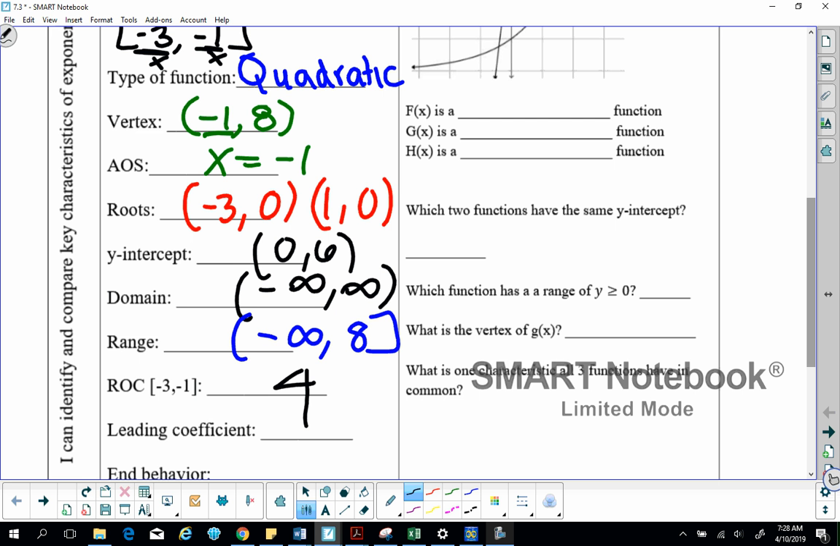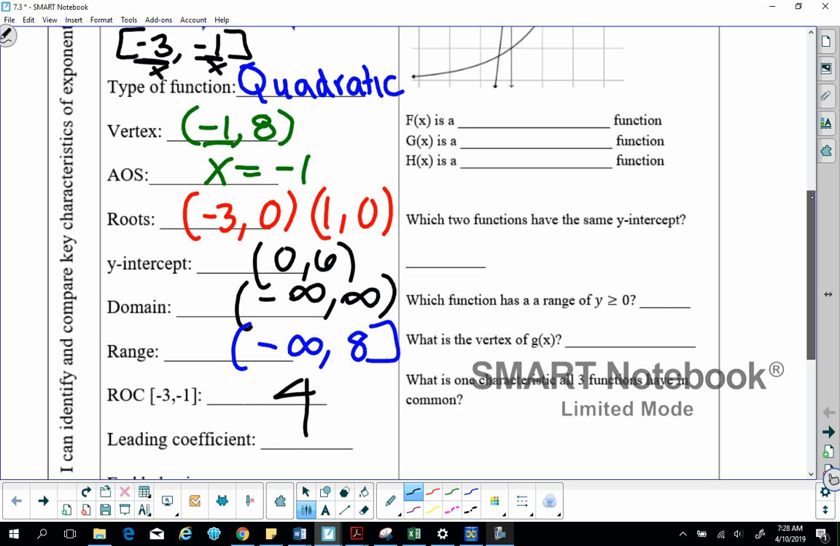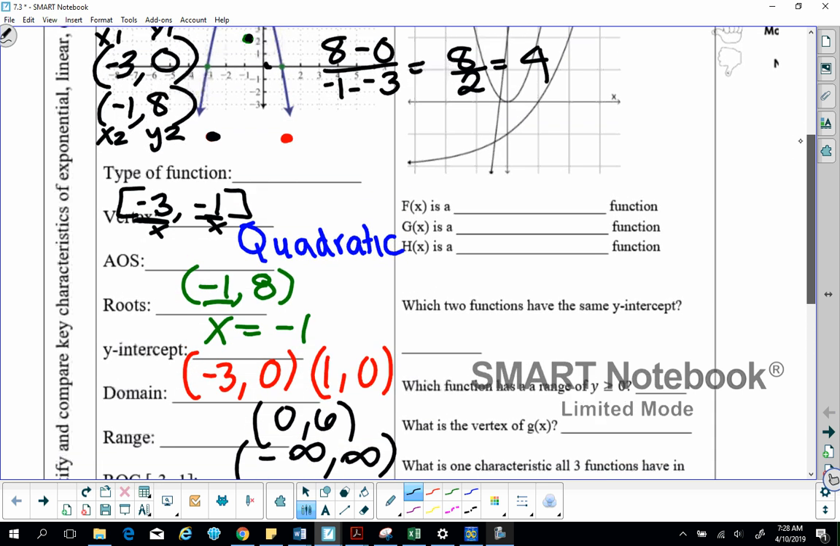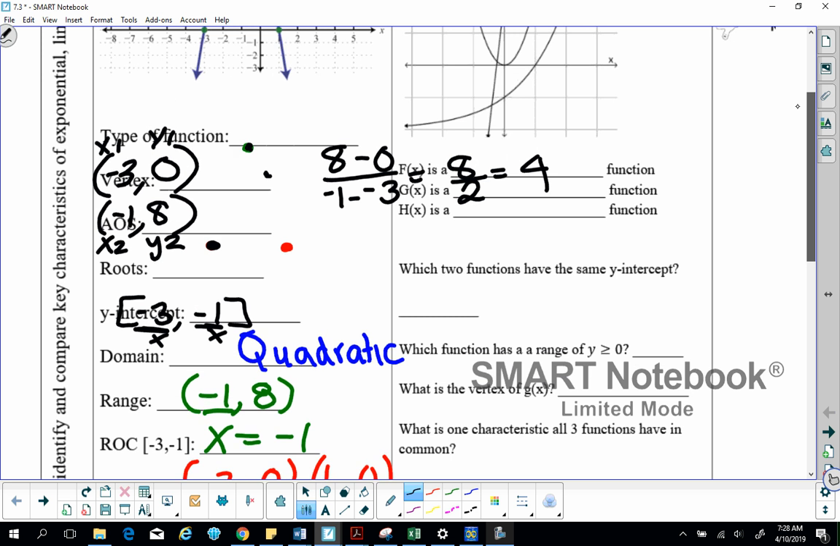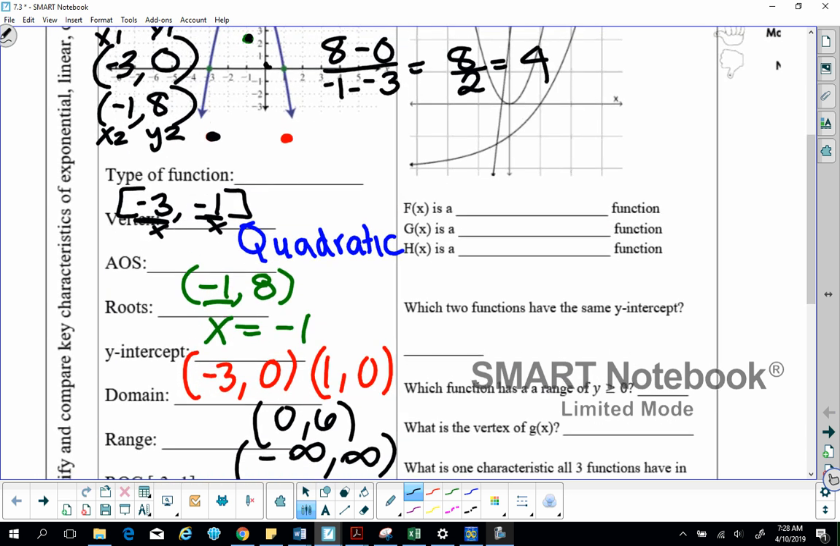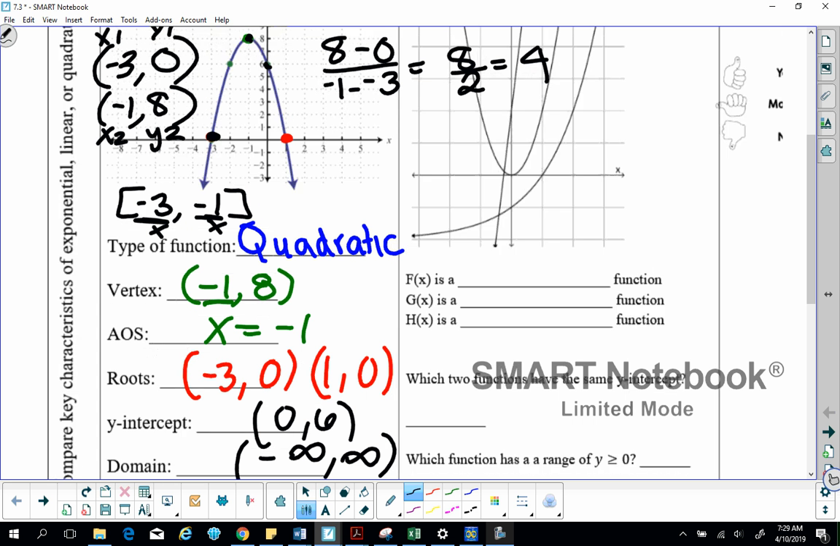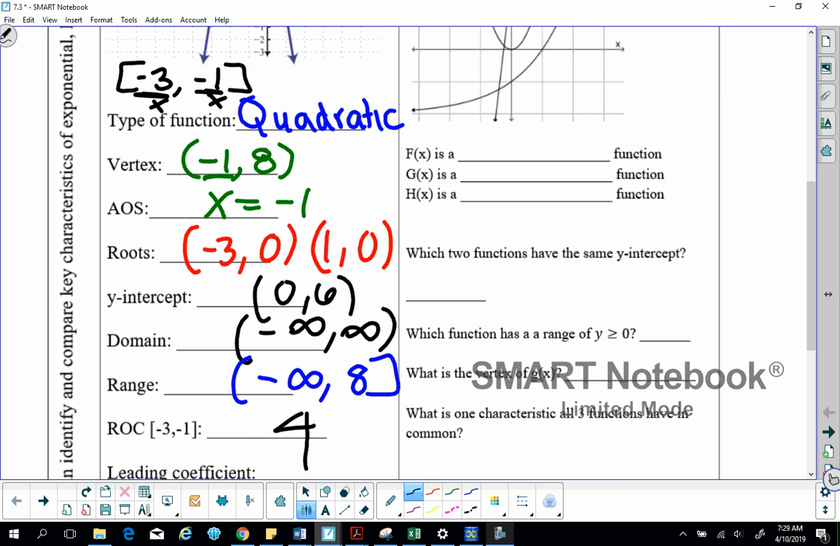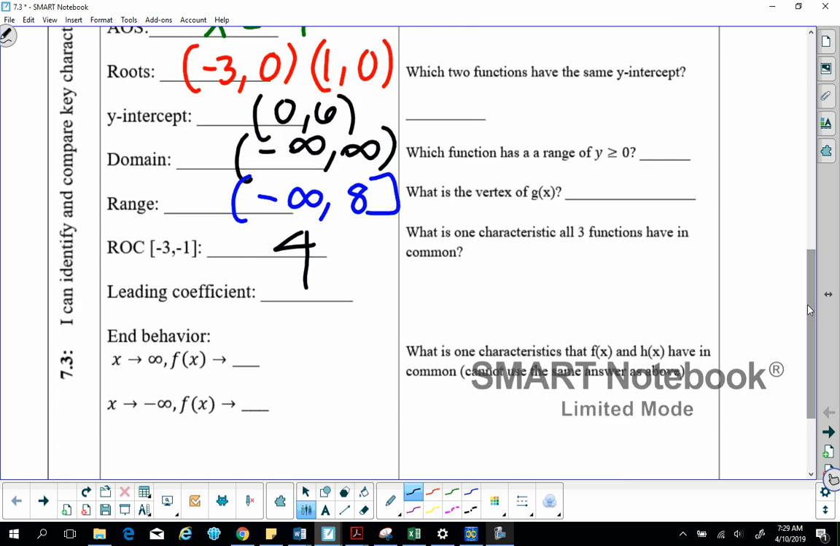Carlos, is this leading coefficient going to be positive or negative? Looking at the graph. Good. How do you know that? Beautiful. Because we can see it's like a negative Nancy, so it's going to be going down. So our leading coefficient will be negative. Cool.